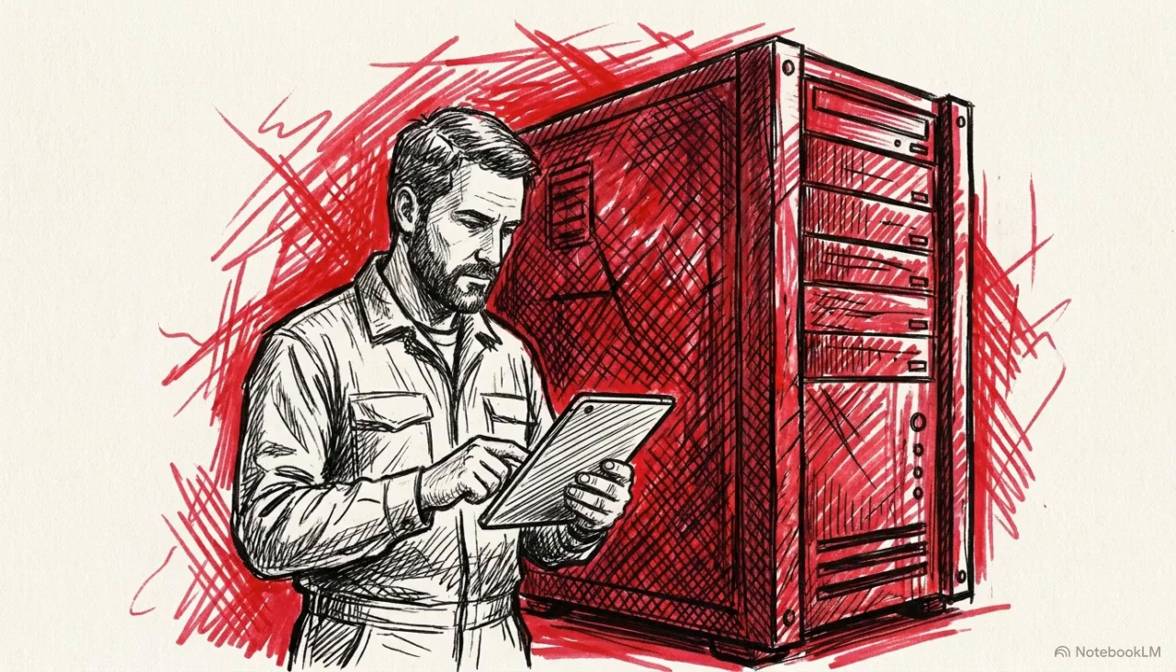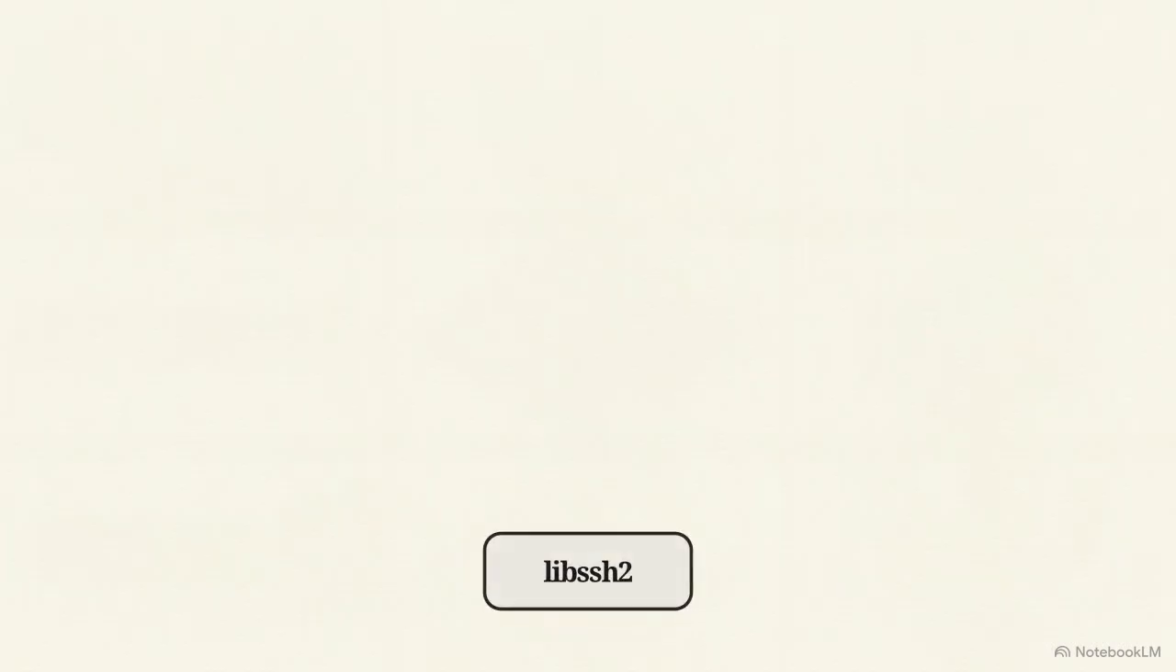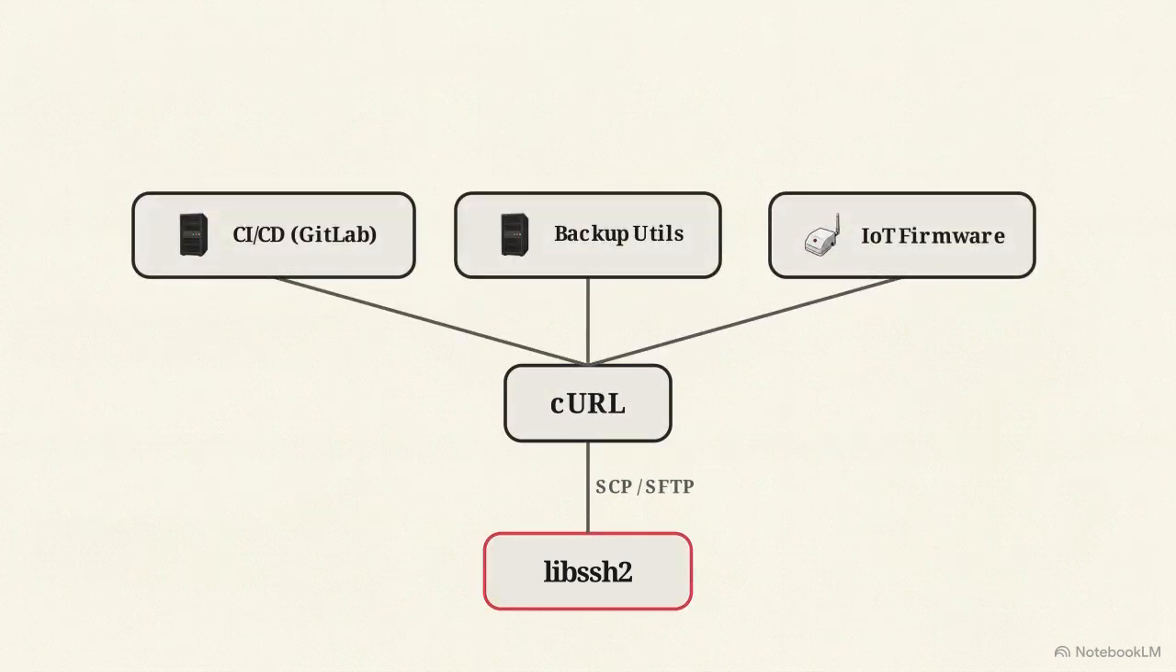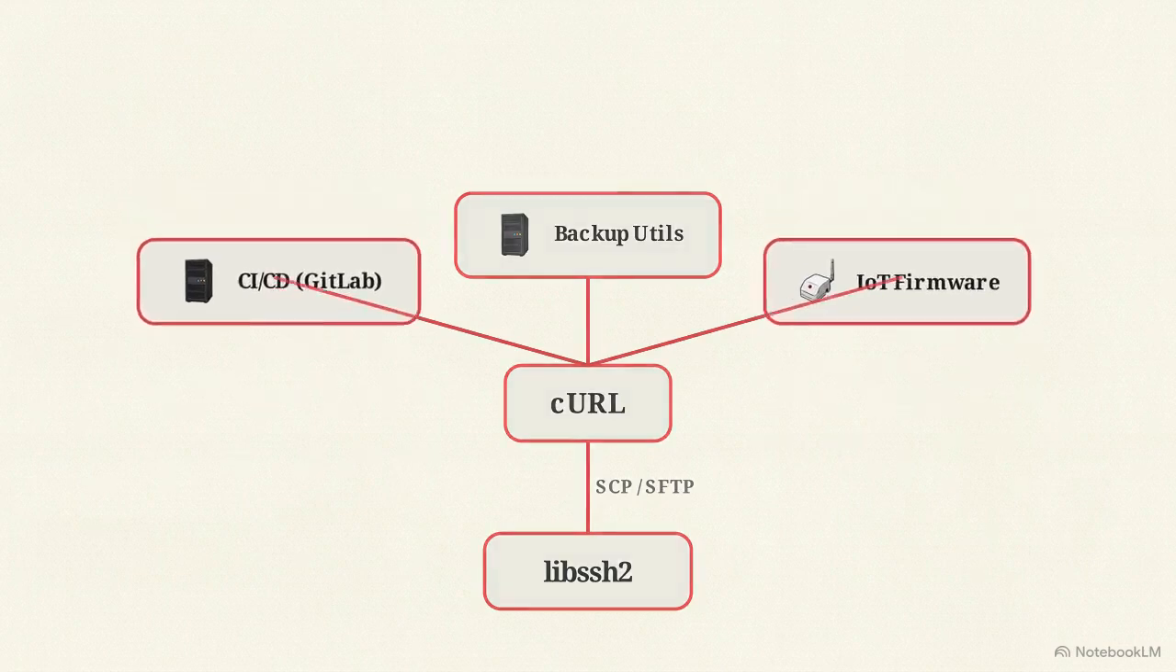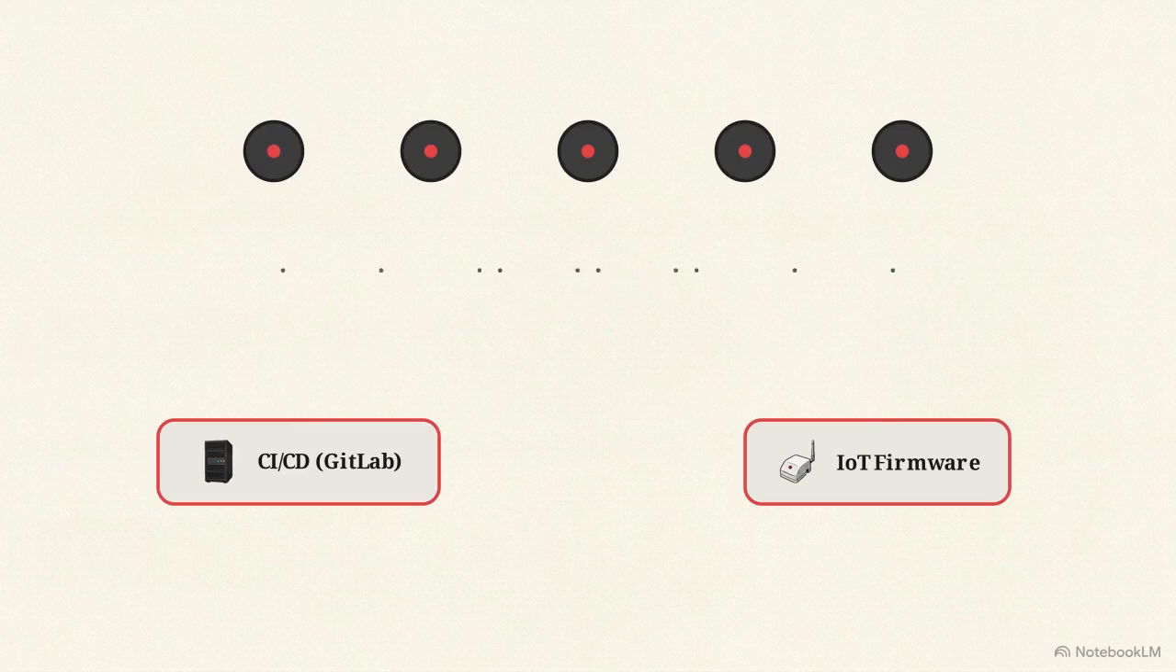libssh2 is a silent dependency. Many system administrators are unaware their software relies on it. This dependency tree shows why. Major data transfer tools like curl rely on libssh2 for SCP and SFTP protocols. Through curl, the vulnerability extends into GitLab Actions, backup utilities, and IoT firmware.